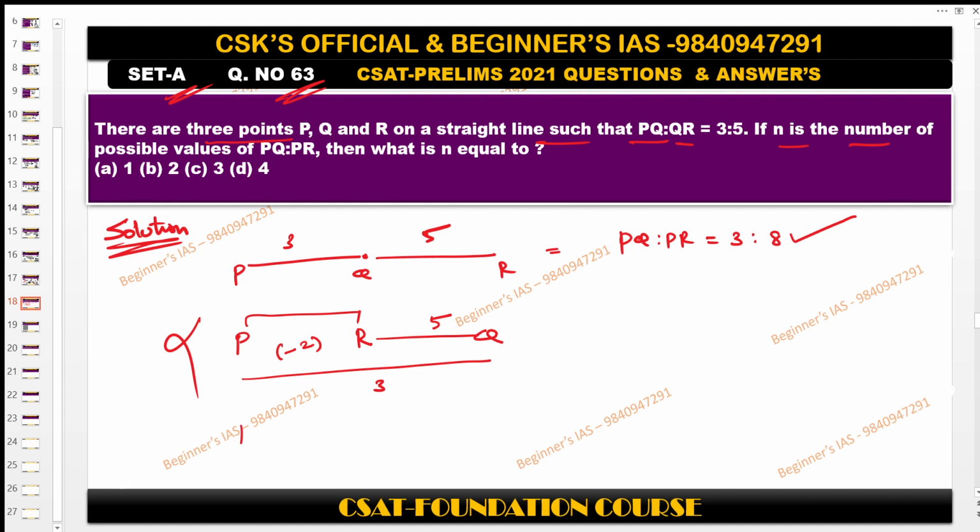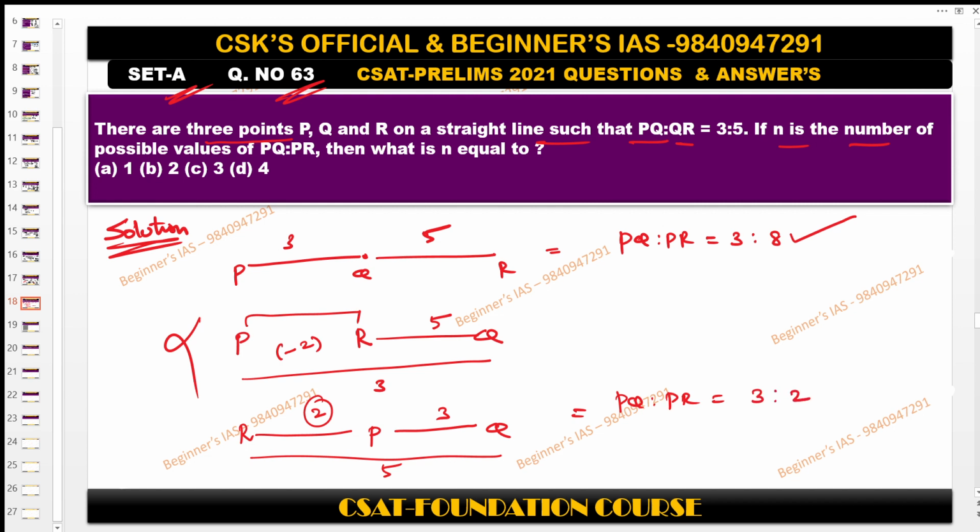Now listen carefully. I am taking R here at this end. Now P here in between, and Q here. Now PQ is 3, then QR is 5. Whether this is possible now? Yes, sir, this is possible. So therefore PQ to PR is equal to 2. This is possible. So only 2 such cases are possible. So therefore the answer for this one is 2.